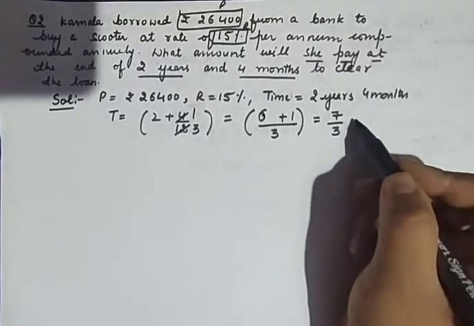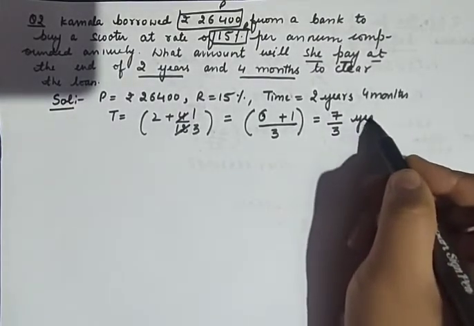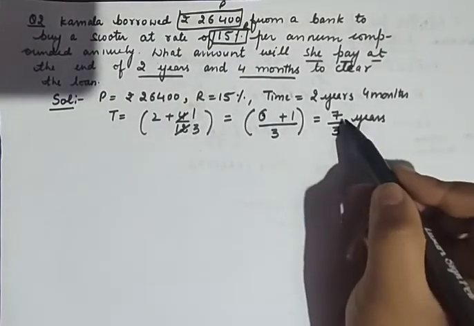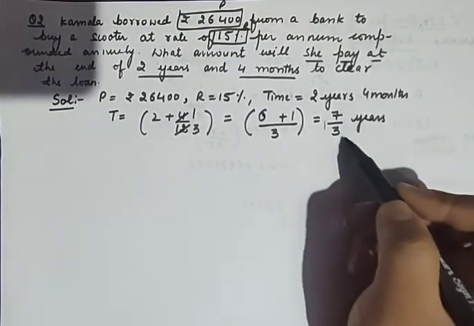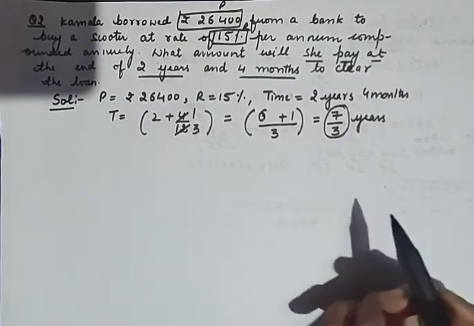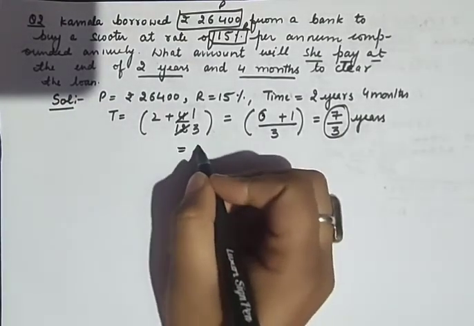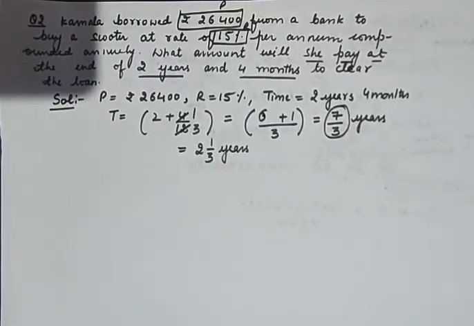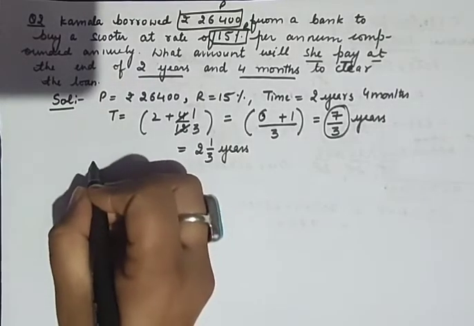So I have changed my months into years, and after adding I got 7 by 3 years. Now you know how to change a simple fraction into a mixed fraction, so I got my time as 2 and 1 by 3 years.